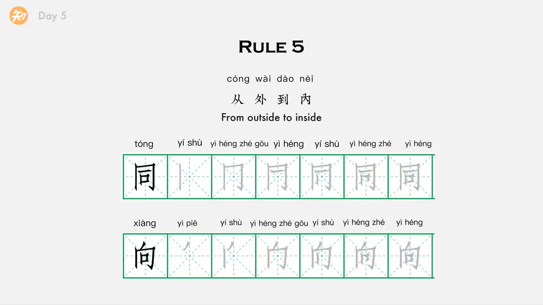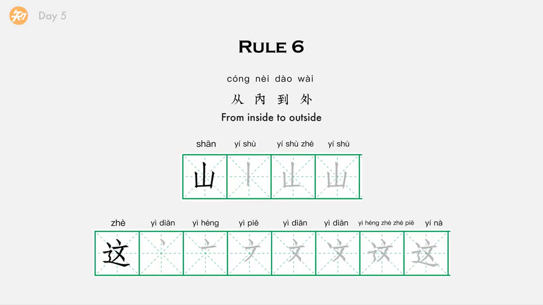To write this character, we need to write it in this way. 一撇，一竖，一横折钩，一竖，一横折，一横。Number 6. From inside to outside. 从内到外。This is the opposite of the previous one. The reason for this is simple.